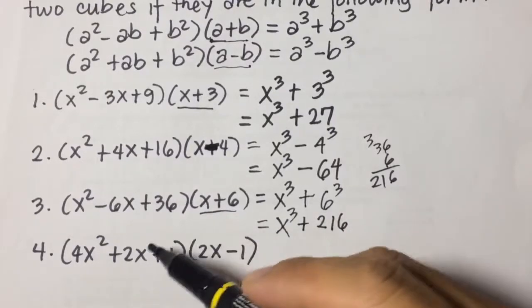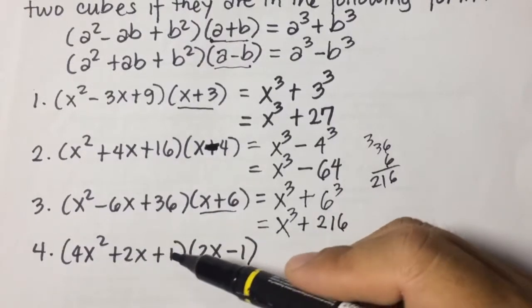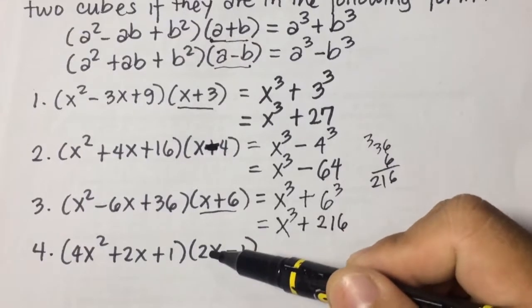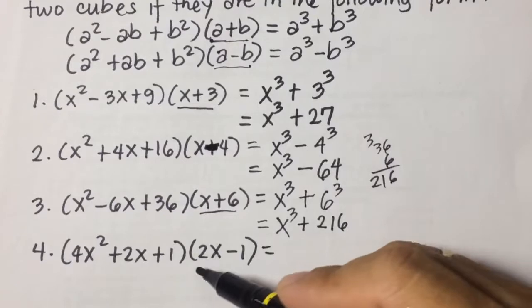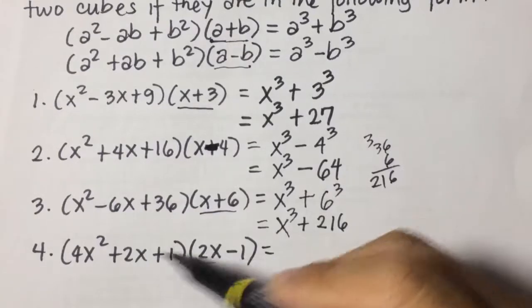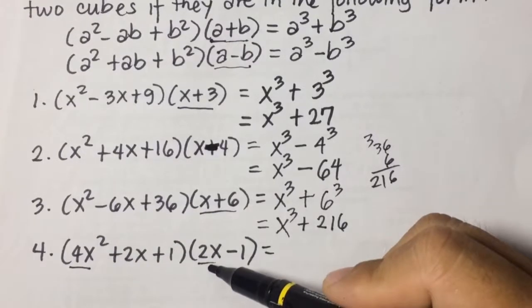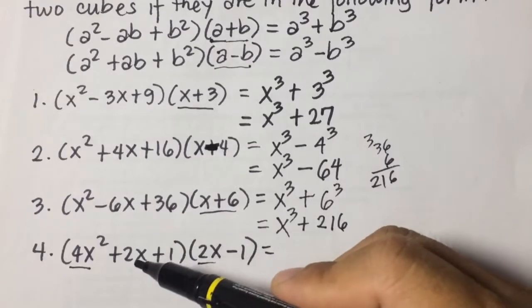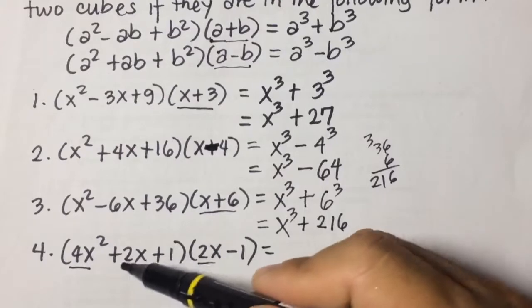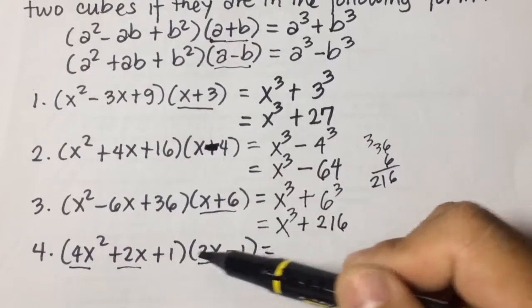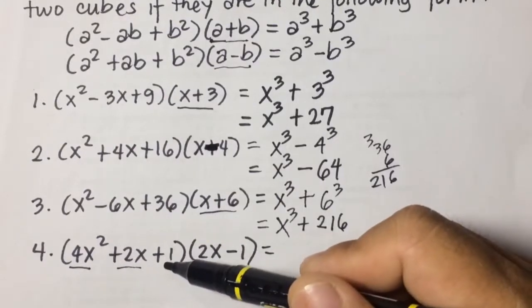Then for number 4, the quantity 4x squared plus 2x plus 1 times the quantity 2x minus 1. So if we're going to look at the trinomial based on the binomial, the first term here is just the square of the first term of the binomial. The second is the product of the 2x and 1. So 2x times 1 is 2x. And the third term is just the square of the second term, which is 1.